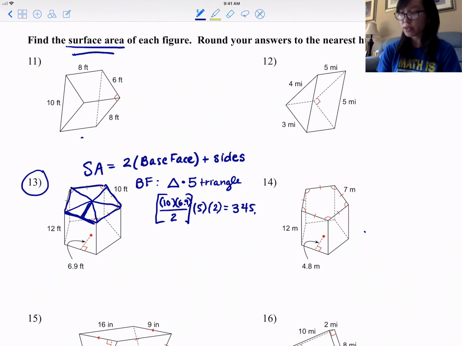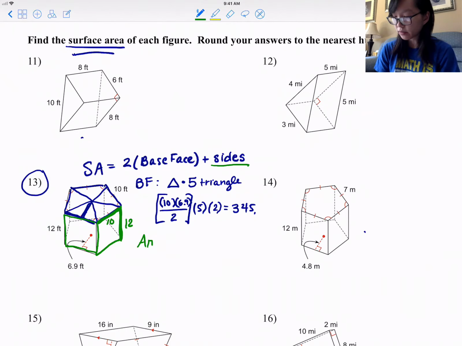Notice we're not quite done because we also need to find the surface area of the sides. That's this second part right here. And notice the sides in this situation are rectangles. We've seen a lot of rectangles in these surface area problems, and all we have to do is find the dimensions of these. For this rectangle right here, it's 10 by 12. So the area of one rectangle is 10 times 12, which is 120.